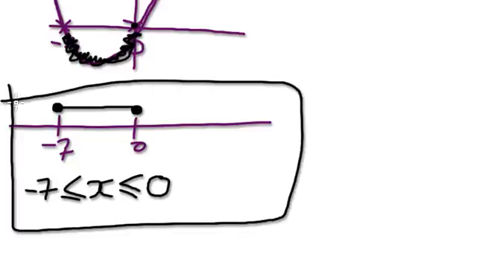So we do it like this. And then that means x has to be greater than or equal to -7, but less than or equal to 0. So this here would be your final answer.